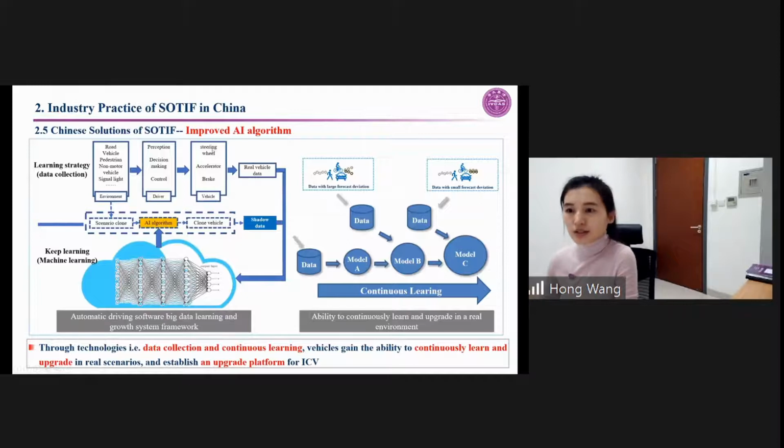And the second one is to improve the AI algorithm for the ICD system. We use technologies such as data collection and continuous learning. We could gain the ability to continuously learn and upgrade in real scenarios and establish an upgrade platform for ICD. This is like us human beings. We learn from real traffic scenarios and learn how to react to edge cases or very challenging traffic scenarios. After we learn from it, we upgrade our ability to improve our driving ability. So the second one is to improve the AI algorithm.